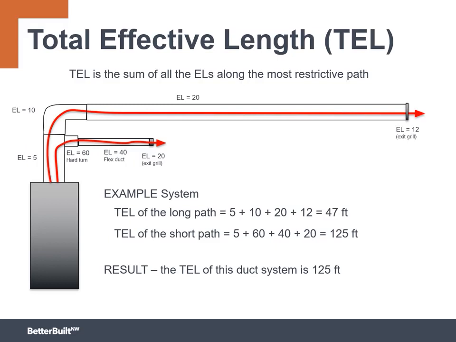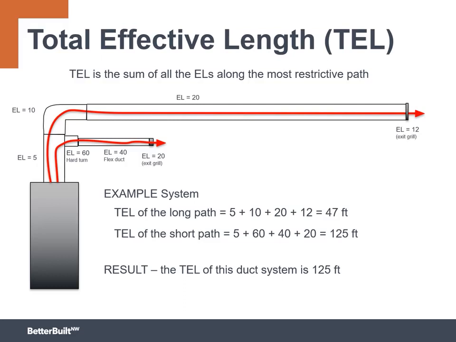The total equivalent length, or TEL, is not the longest length in terms of footage. It is the most restrictive path that an air molecule must follow from entering the return grill, down the return system, into the air handler, and eventually out the supply grill. This illustration on this slide shows why that is true.